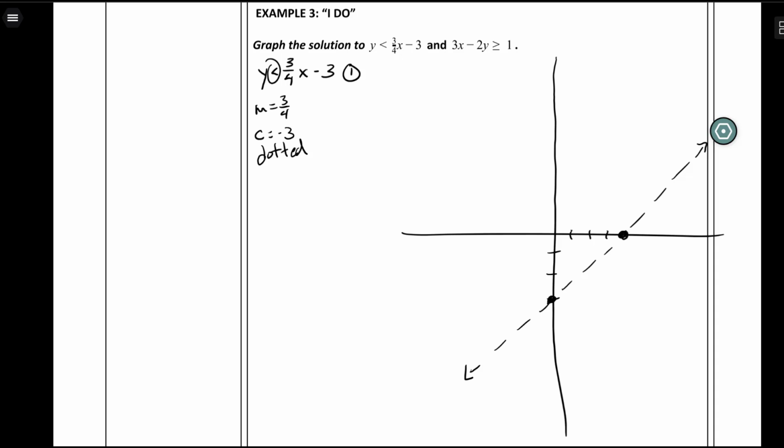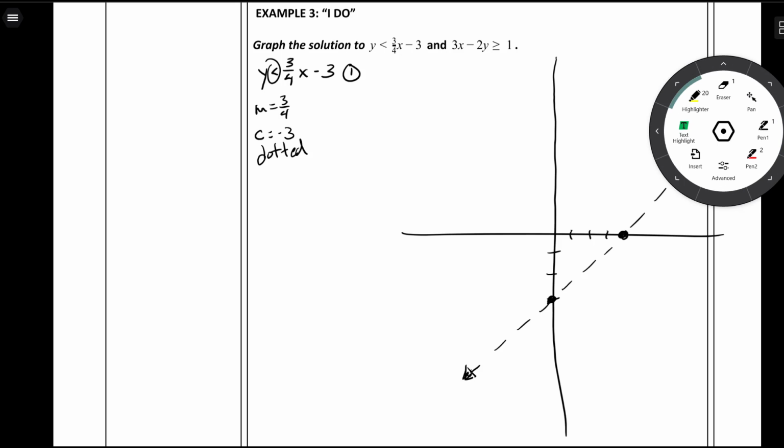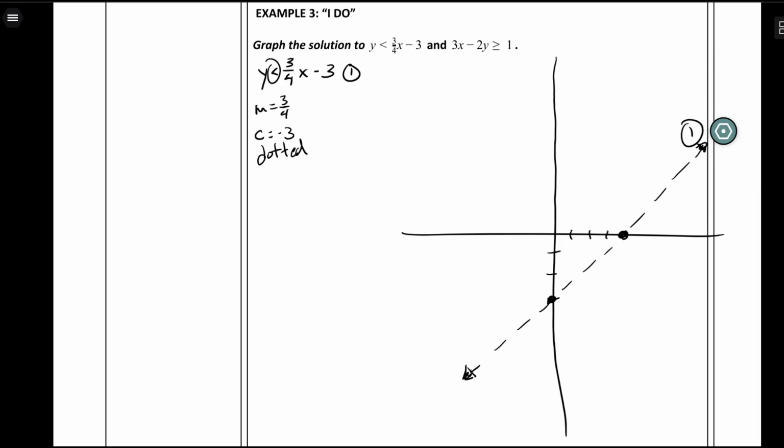So this is our graph for equation number 1, or inequality number 1. And we want to make sure that we end up graphing below the line, okay? We know it's below the line because it's less than. So below the line is going to be all of this stuff here. Okay, so that's number 1 done.